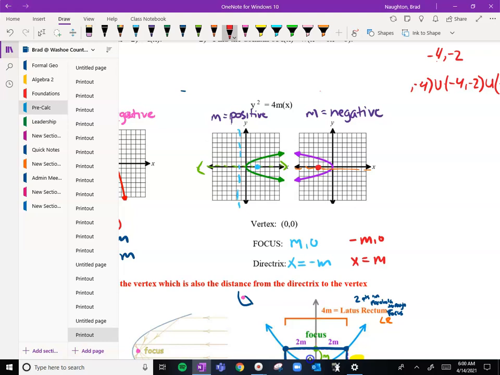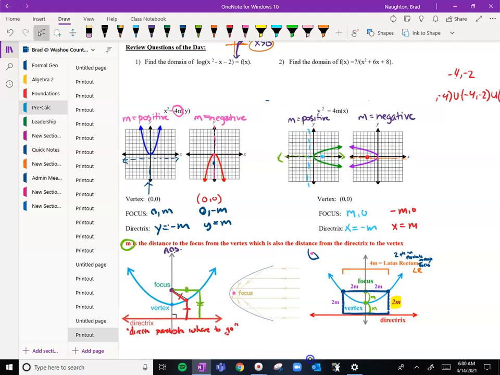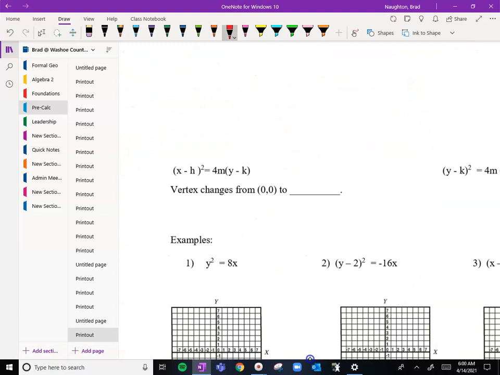As we move things around, and we've sort of seen that in these other things that we've graphed with the hyperbolas and the ellipses, these will not always stay at 0, 0. And that's what our next part is here. So here, we're going to change our equation up. Notice we have h and k. So that means our vertex has changed from 0, 0 to h, k.